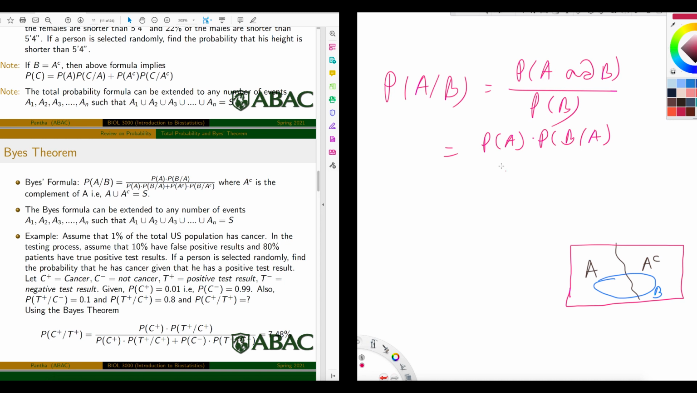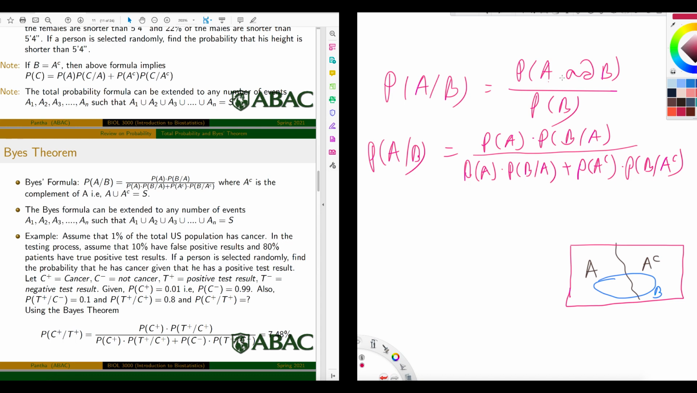That's the numerator formula. And for the denominator, what you can do is write probability of A times probability of B given A, plus probability of A complement times probability of B given A complement. That is the probability of A given B.